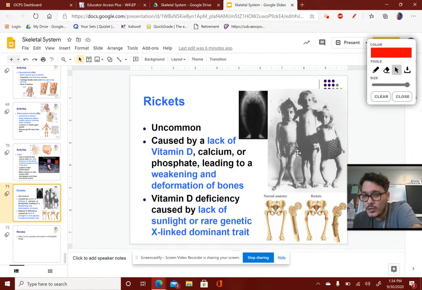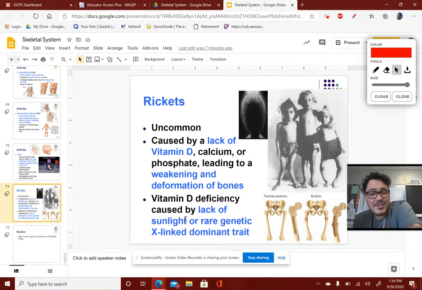However, it can also be due to a lack of calcium or phosphate. AKA, if you have lack of calcium or phosphate, it's typically diet. It's typically malnutrition. This can lead to a weakening and deformation of the bones. So the bones themselves can become much more weak and deformed. Here we see three children. The one in the middle is closest to normal bone structure. These two children on the outside are going to have abnormal bone structure, so pointing inward or pointing outward.